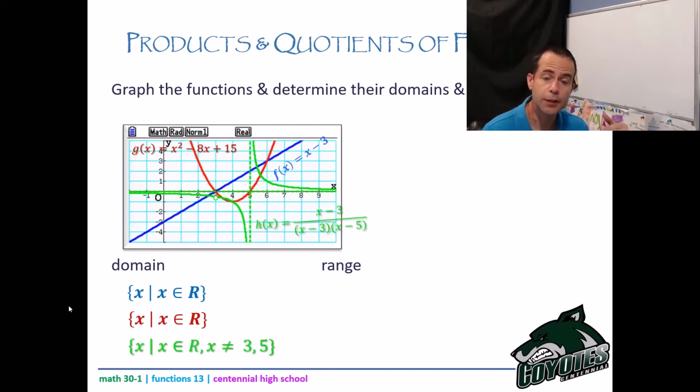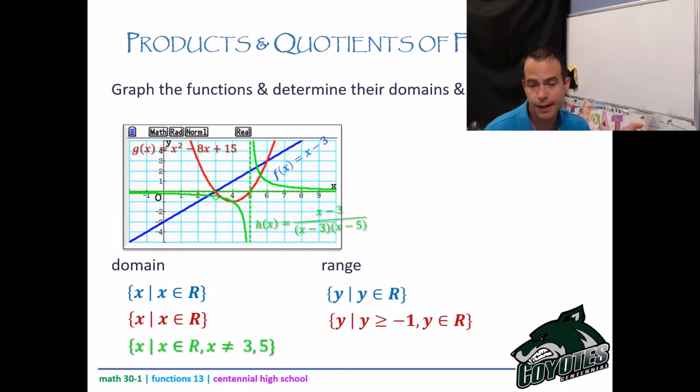For the range, we already know the range of f of x and g of x, so I'll just put those right back up again. The range for h of x, again, y will be a member of the reals, but it can't be those two things, which is for y, -1/2 and 0. So y can't be -1/2 or 0, okay?